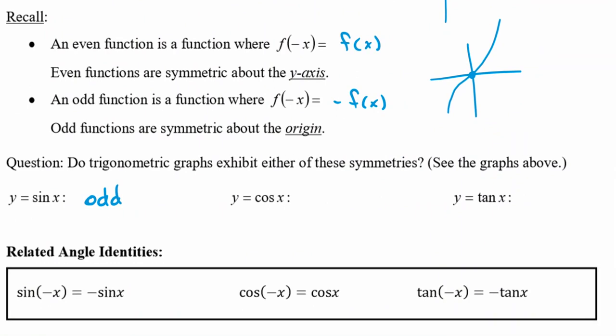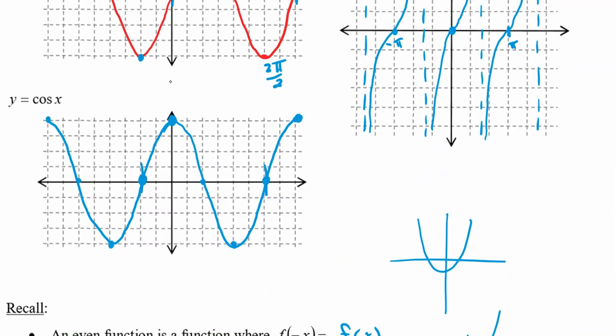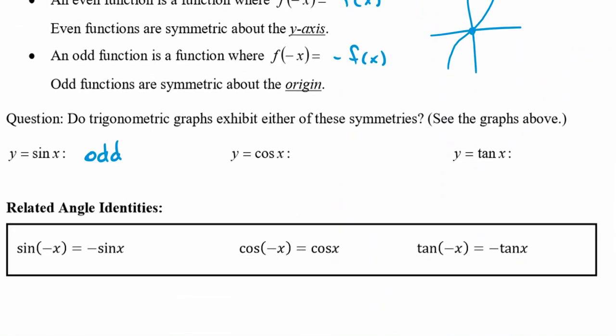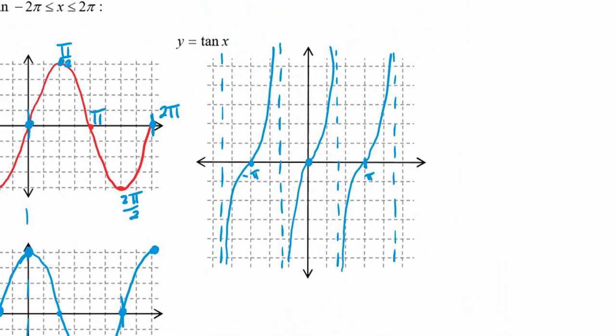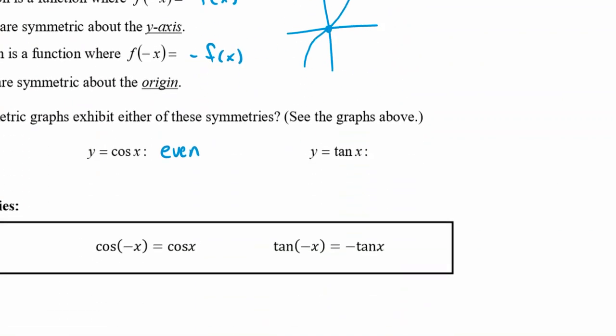Okay, cos is a little bit easier to see. You could flip that thing right over the y-axis and it would look exactly the same. So that's even. And then tangent, well, tangent is similar to sine. It's going to be symmetric about the origin again. So like this point up here, you can think about it as being down there now. It has that symmetry going across. All right, so that's going to be odd as well.